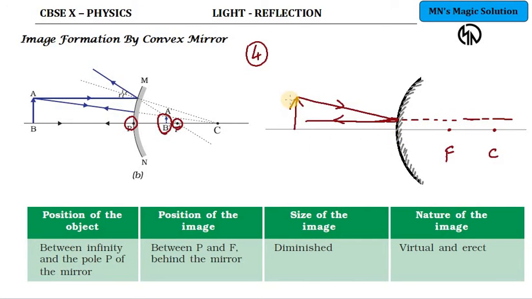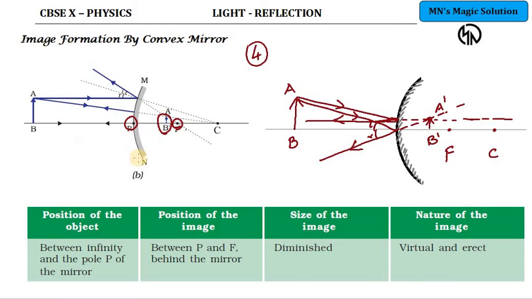This is one thing. For the second ray, let me take up the ray which is going through the pole. So what happens if it goes through the pole? After reflection, by the concept that angle of incidence equals angle of reflection, the ray will get reflected. When you retrace this reflected ray back, it will meet the previous ray at some point, and that is where your image lies. So if the object is AB, this is A dash B dash.